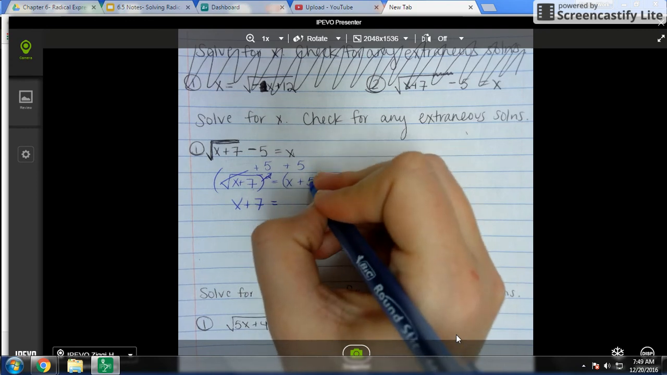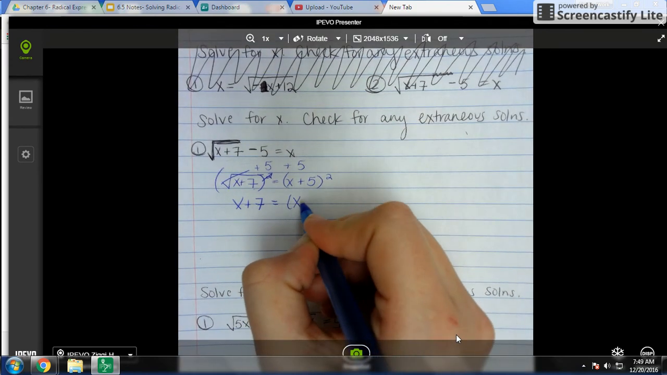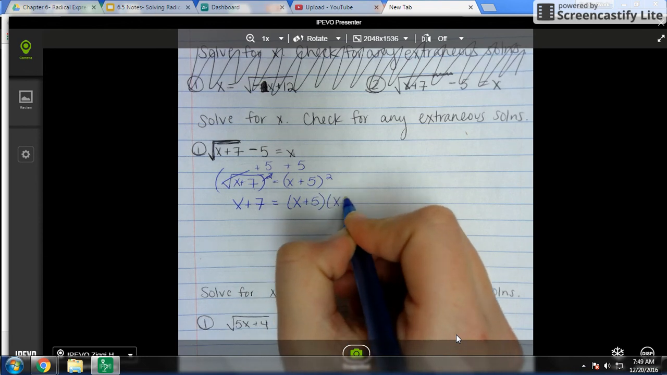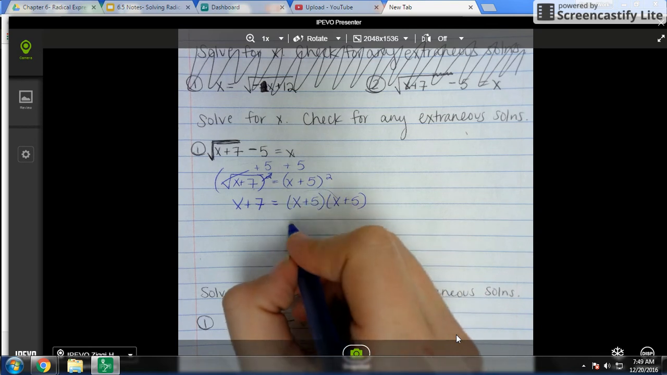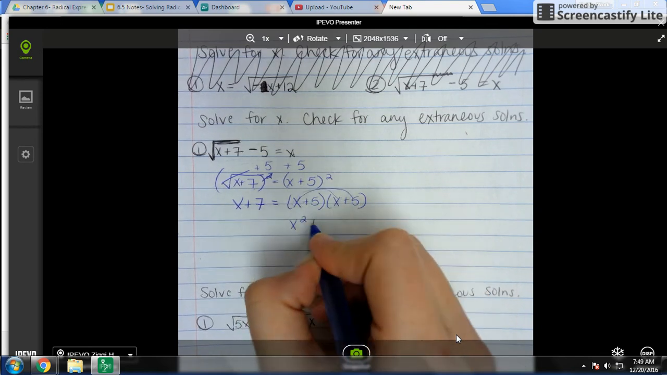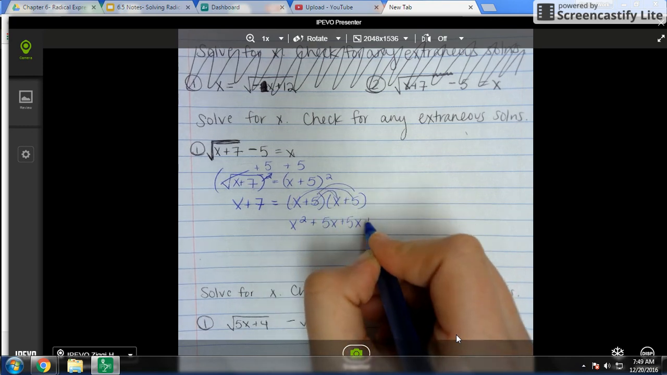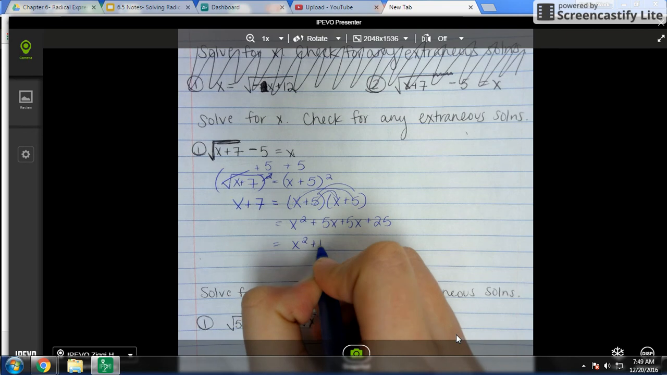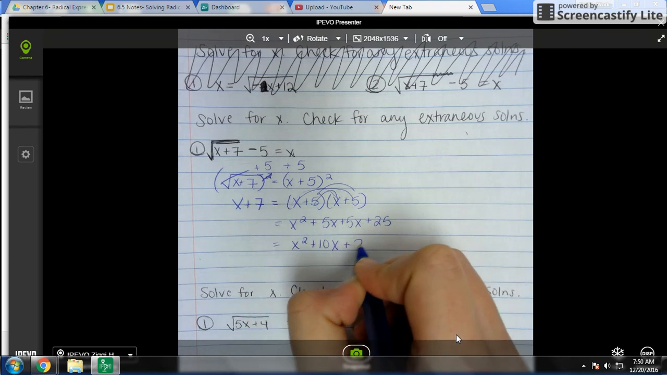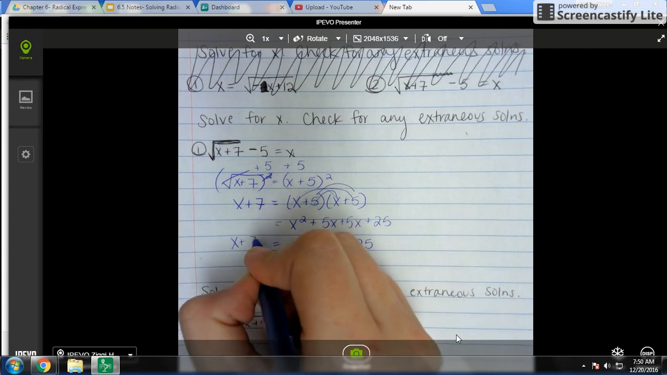And over here, remember, we cannot distribute this squared to both terms. We have to write it out and double distribute so that we get a trinomial here. So you get x squared plus 5x plus 5x plus 25, which is x squared plus 10x plus 25. And then we have x plus 7 over here.